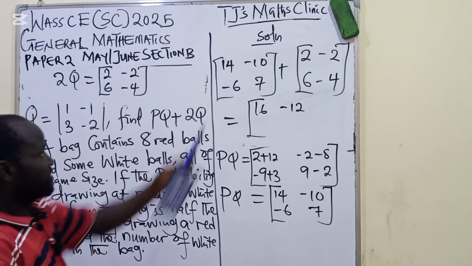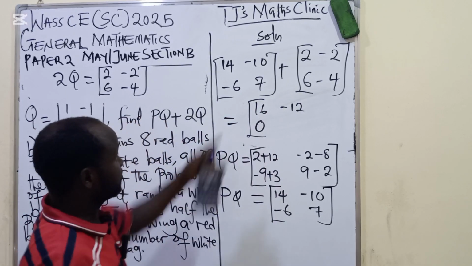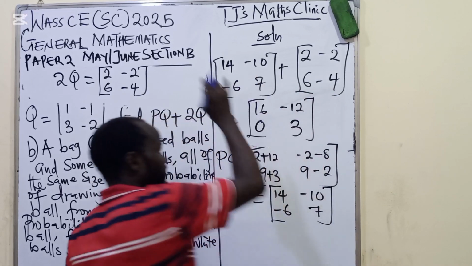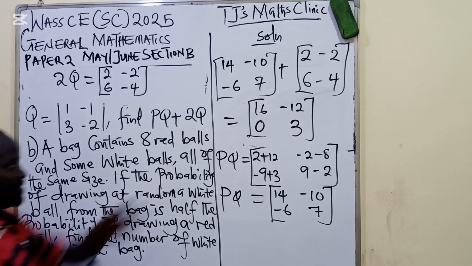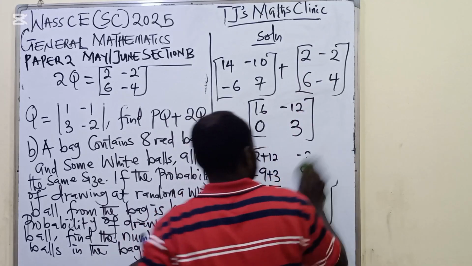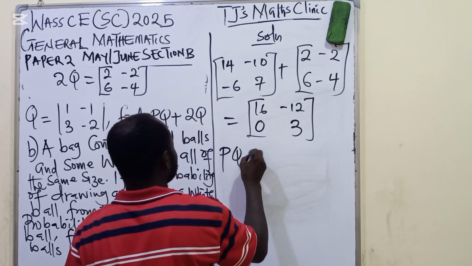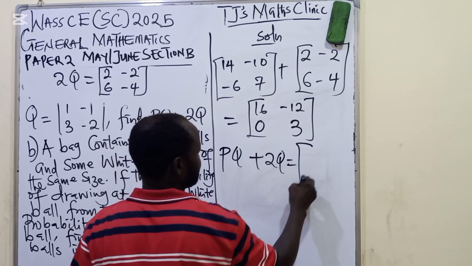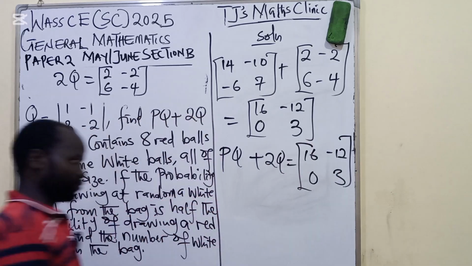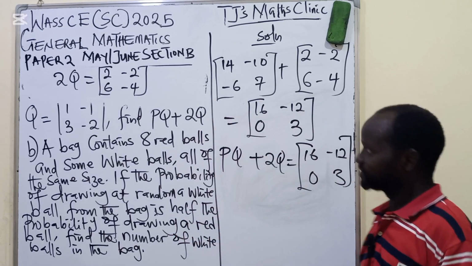Very important. Next, now we move here. Minus 6 plus 6 will be 0, because minus 6 plus 6 is 0. Then 7 minus 4, of course, it will be 3. So this is said to be the solution: 16, minus 12, 0, 3. So we can conclude that matrix PQ plus 2Q is nothing but 16, minus 12, 0, 3. So this is said to be the solution to 11A. Very important. Too direct, very easy.